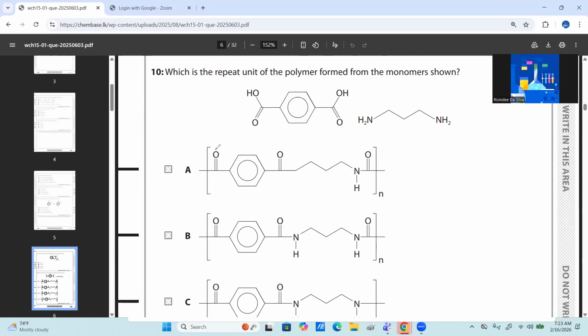Which is the repeat unit for the polymer formed from the monomers? So when you draw the polymer, children, always, if I explain what is happening, we have a carboxylic acid and an amine. So a water molecule will be removed like this. So you can see from the carboxylic end OH will go, from the amine end H will go. So continuation bonds will be formed.